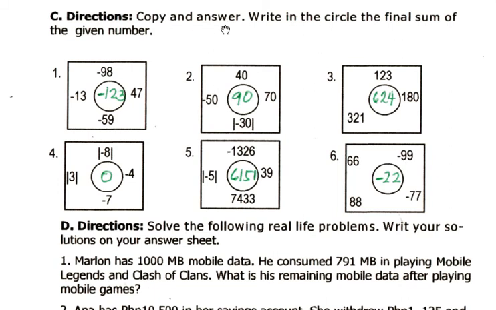Copy and answer. Write in the circle the final sum of the given numbers. So we have to sum up these numbers and write the final sum inside the circle. One technique is to sum up all the negative numbers and add it to 47. You can check it with your calculator after calculating it manually. So the answer is negative 23.